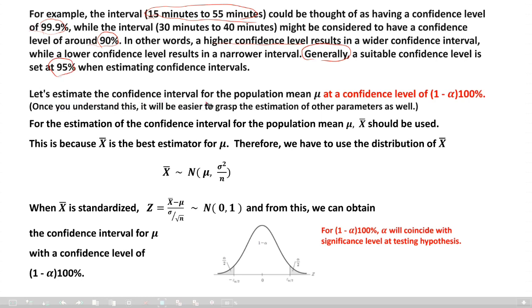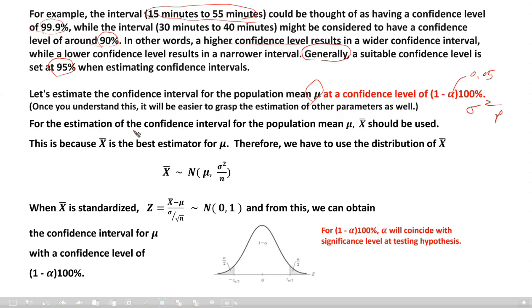Let's estimate the confidence interval for the parameter mu at a confidence level of (1 minus alpha) times 100%. If alpha is 0.05, then it's a 95% confidence level, right? Okay. If you understand the following content, then you can apply that kind of logic to other parameters, for example sigma square or P. We already talked about sigma square and P being parameters.